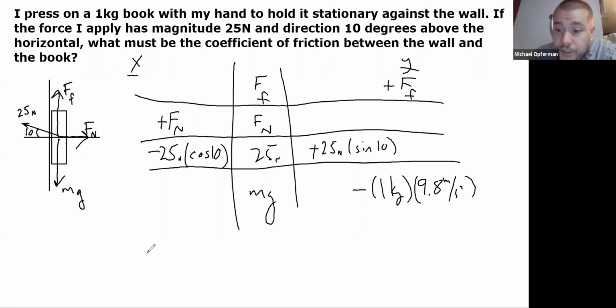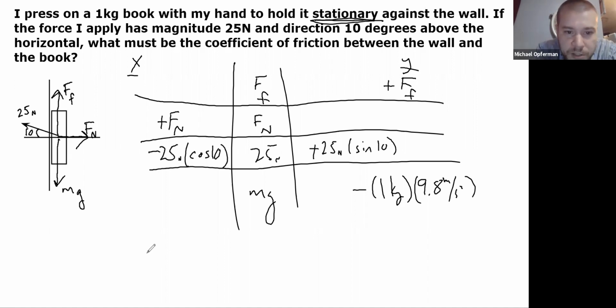And the acceleration here is going to be 0 because it's implied by the question here that the book is held stationary. Actually, it says it explicitly right there, that the book is held stationary. There's no motion, so there's no acceleration.